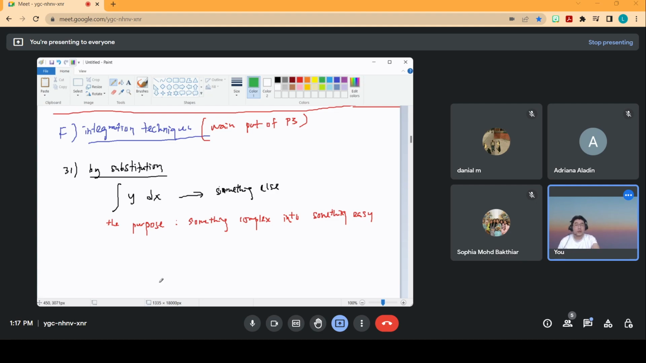Another thing that you need to be aware of for P3 is that the question always tells you what to substitute. Therefore, you shouldn't be worried much about how to actually do the questions. So let me show you some examples of the exam type questions. Let me show you some sample questions.